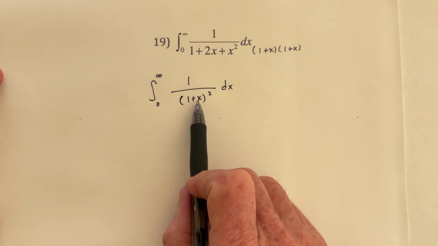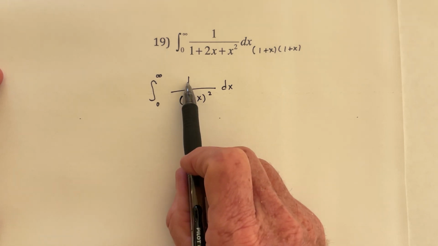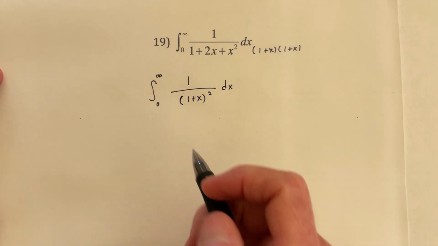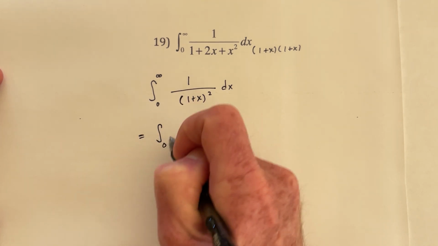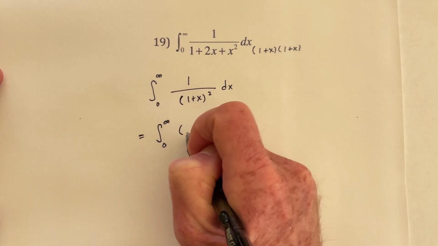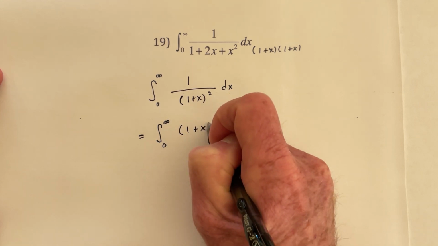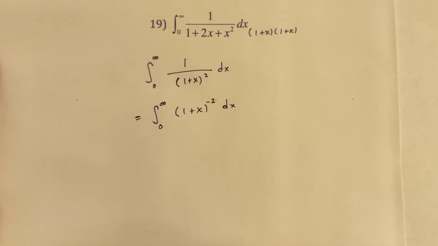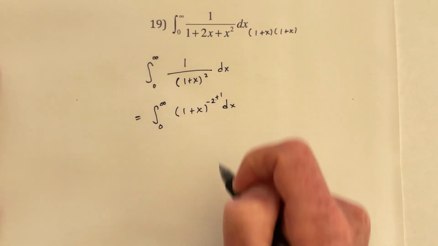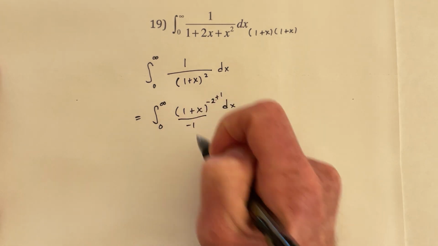The u would be the inside part. The derivative, that's just a 1. So you don't really have to do u substitution on this one. You could just say, well, first of all, I'm going to rewrite it with a negative exponent. And then add 1 to the exponent, that's a negative 1, and divide by negative 1.